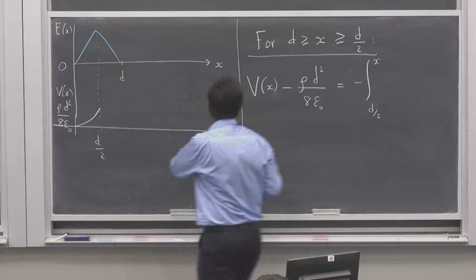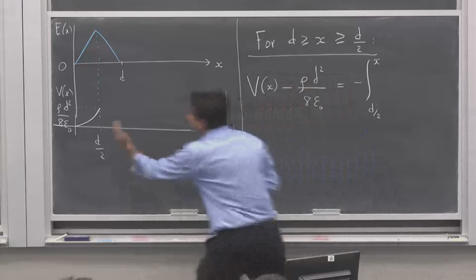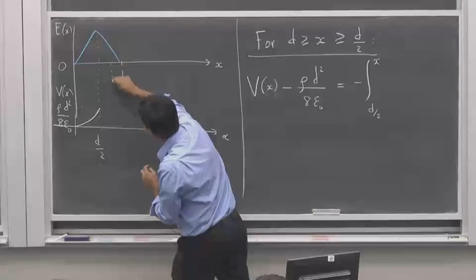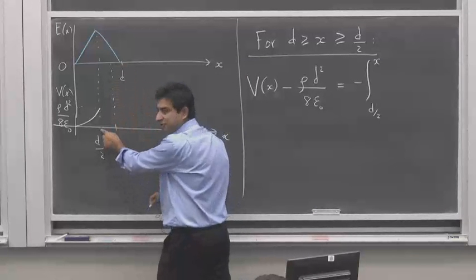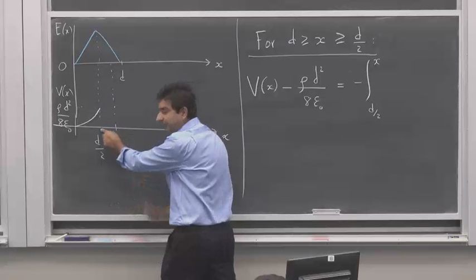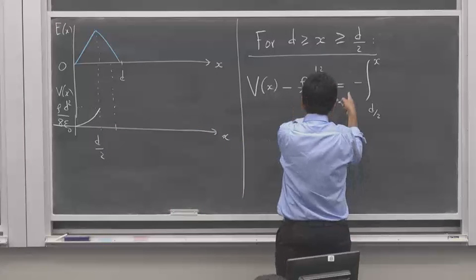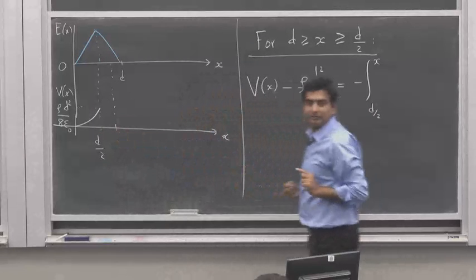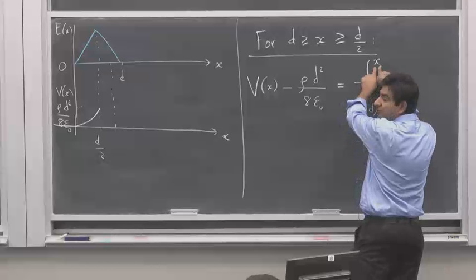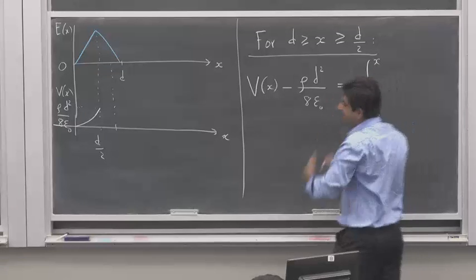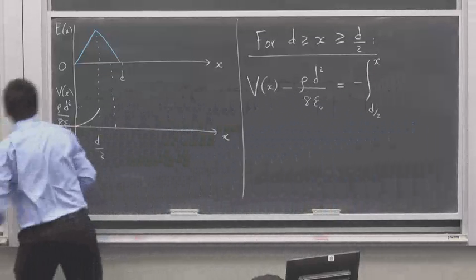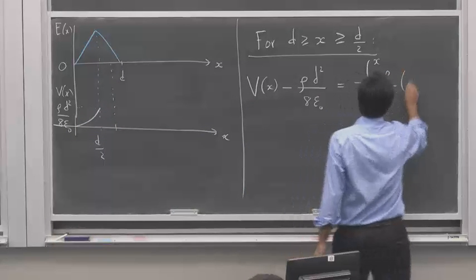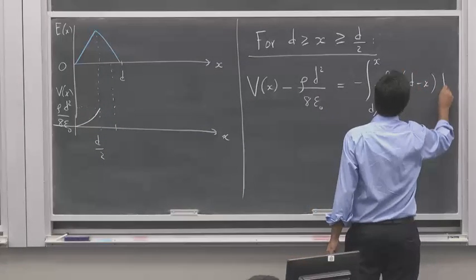Okay, so what I've done here, the change in potential as I move onwards from this point is the potential at some distance x minus the potential at my starting point, which is this point. So this potential equals minus the lower limit, which now becomes this starting point, and my final position is x. And what's the electric field inside this region? It's given by this. So I have rho over epsilon naught, d minus x, dx.